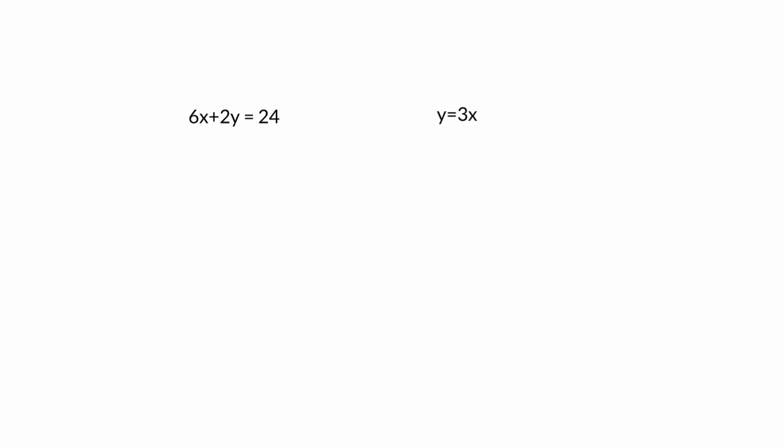Yesterday, you had a word problem that generated two equations. It had the 6x plus 2y equals 24 from strawberries and blueberries and how I spent $24. And it also had y equals 3x because I bought 3 times as many of one as I did the other. Now, I had you make a table and fill it in and look for the point where it worked.